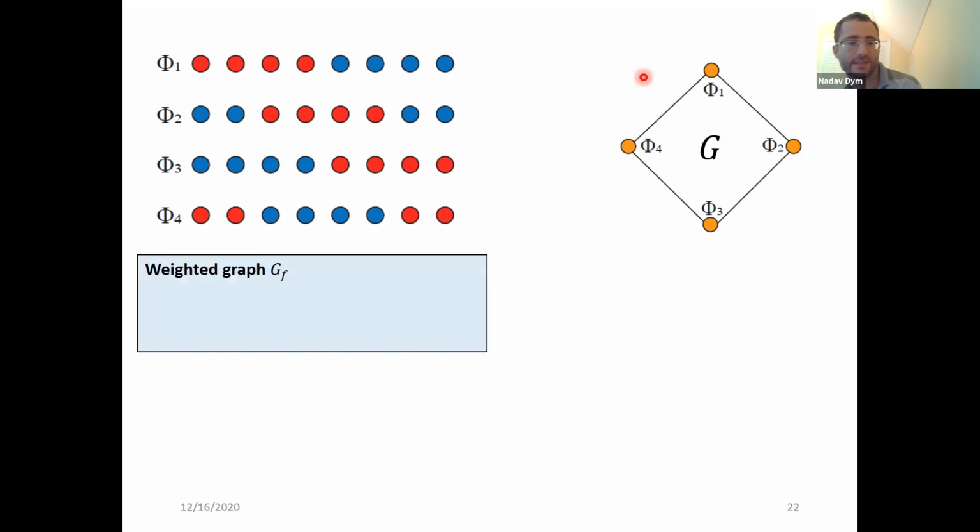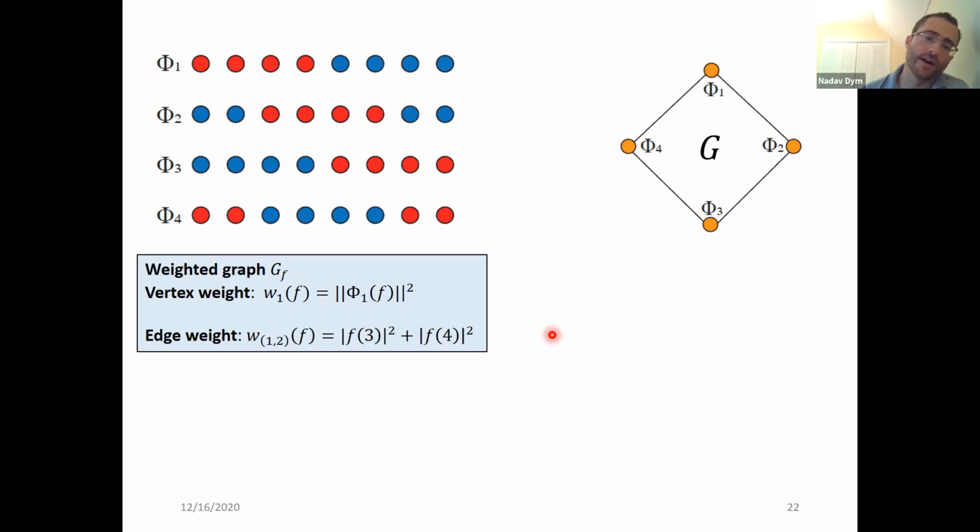When you give me a specific signal f, you define a weighted graph where the weights of the vertices are related to the measurements and the weights of the edges are related to the overlap. For example, between 1 and 2, we have this f3 squared plus f4 squared we had before, which in our notation later we will call the norm of psi1 to f. So psi1 to f is a sort of linear measurement related to the edge, specifically f3 and f4, two measurements. So we have this weighted graph G_f.